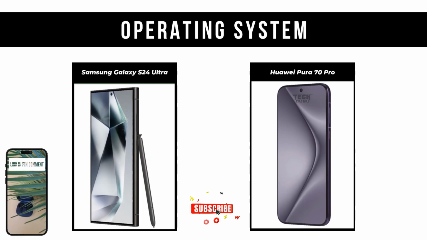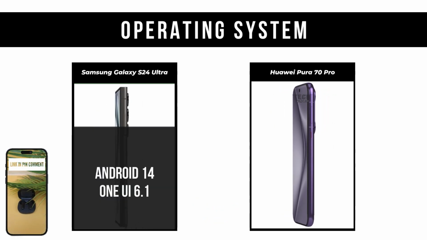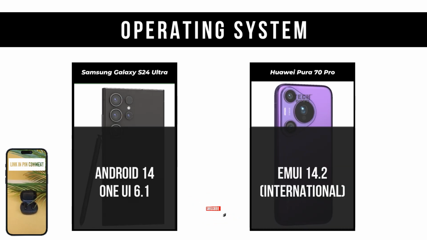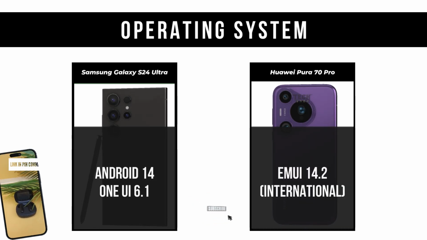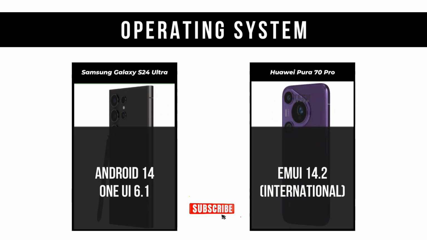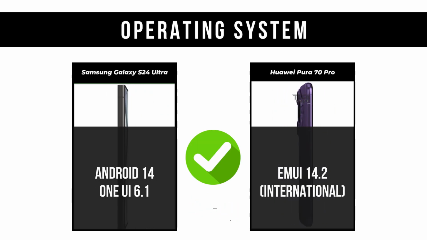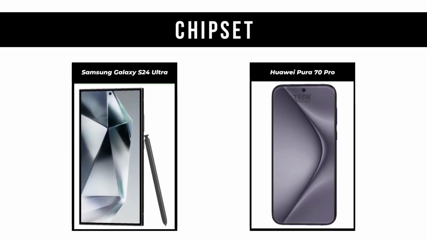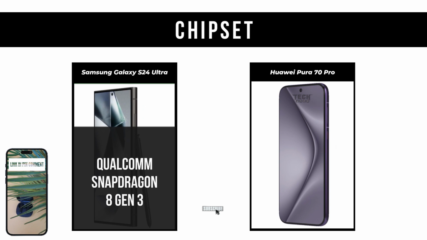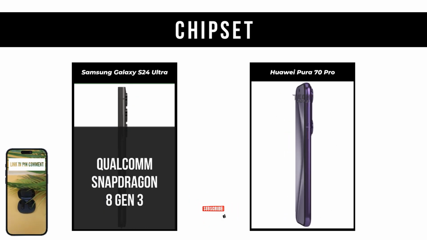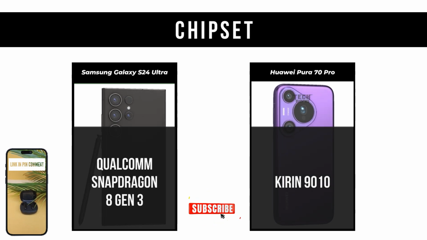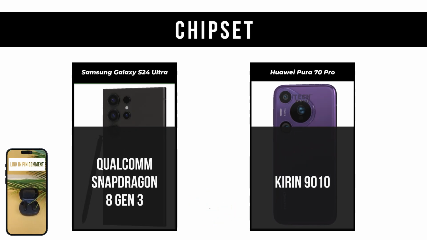Operating system. Samsung Galaxy S24 Ultra is Android 14, One UI 6.1. Huawei P70 Pro is EMUI 14.2, International. Chipset. Samsung Galaxy S24 Ultra is Qualcomm Snapdragon 8 Gen 3. Huawei P70 Pro is Kirin 9010.